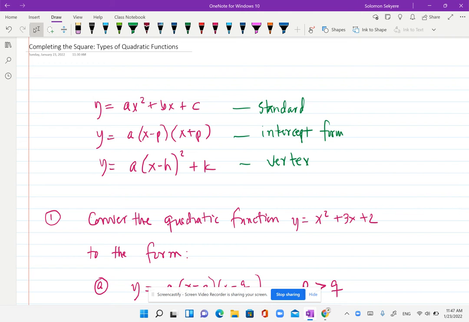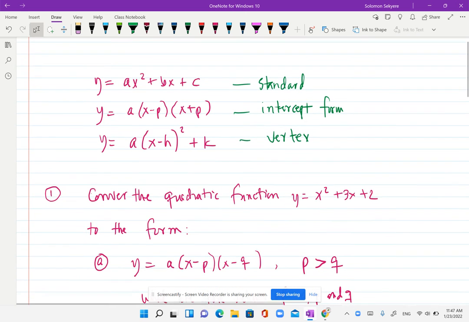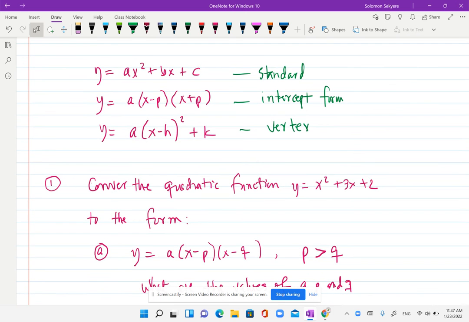We're going to learn a neat and quick trick called completing the square. It's really easy. Just follow it. Okay, students get confused, but it's really easy. So we have quadratic functions here. We have the standard form, we have the intercept form, and then the vertex form. And how do we convert, let's say, the standard form to the intercept form and the vertex form?